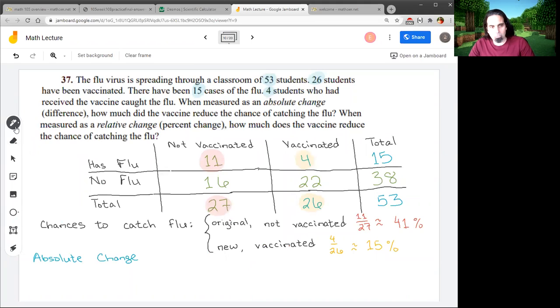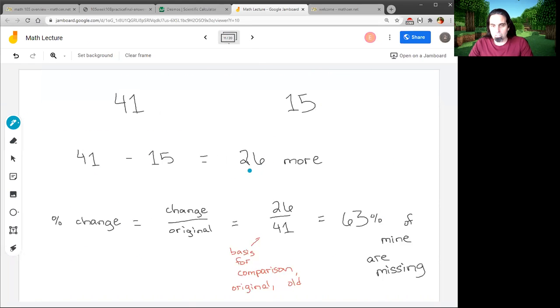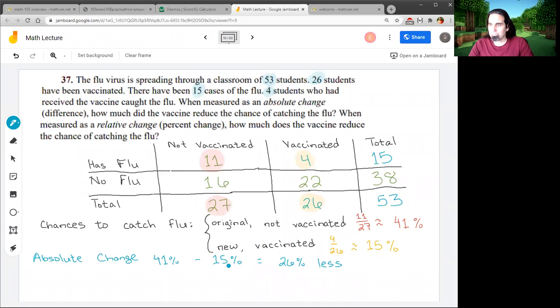Okay, so we'll do the same two things. The absolute change is the 41% minus the 15% equals 26%. So the chance to get the flu goes down by 26%, just like 26 of the pieces of fruit got eaten as I was walking to Marjorie's house.